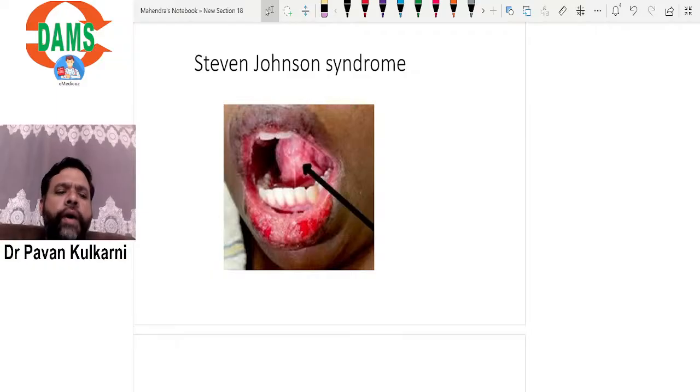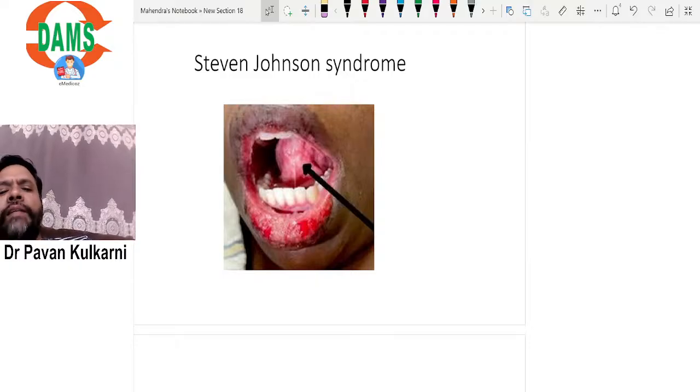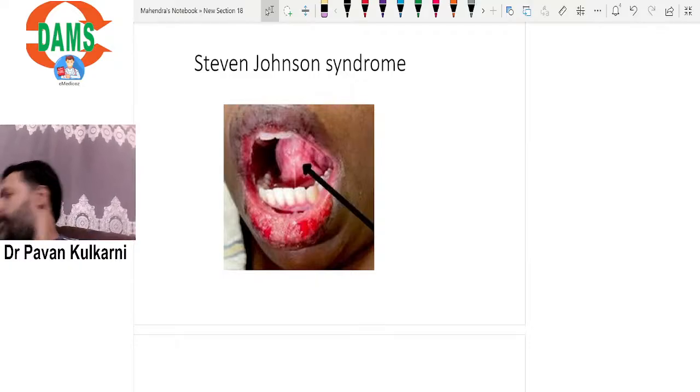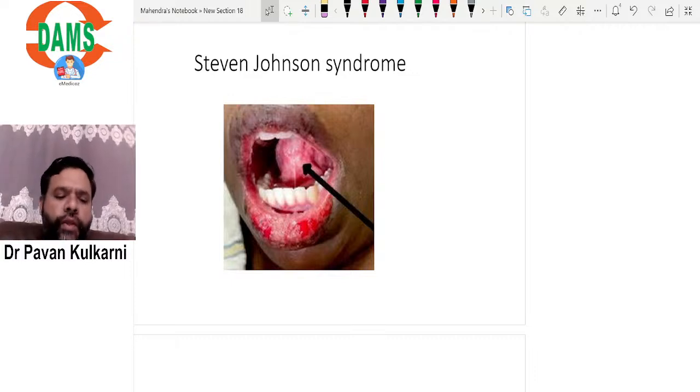That is the most common confusion among the students: how to differentiate whether you have to answer erythema multiforme or Stevens-Johnson syndrome. That all depends upon whether oral manifestations are there or not. If oral manifestations are there, then obviously it is going to be Stevens-Johnson syndrome.